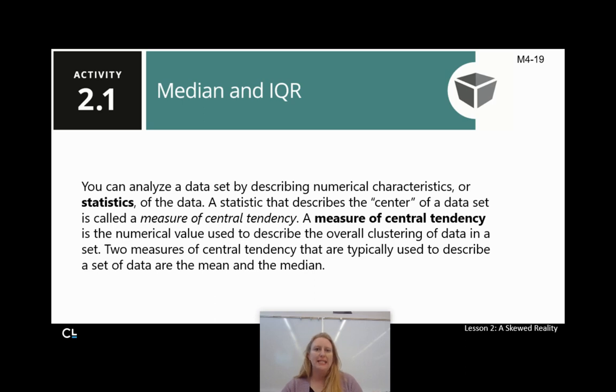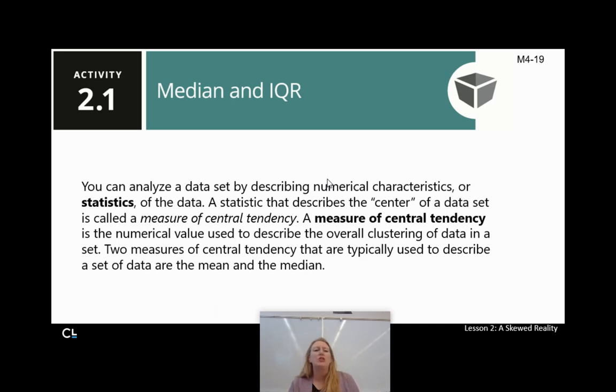You can analyze a data set by describing numerical characteristics or statistics of the data. We call those statistics. A statistic that describes the center of data, if the characteristic I'm looking for is what's the center of my data set, we call it a measure of central tendency. A measure of central tendency is a numerical value used to describe the overall clustering of data in a set. Like, where is our data clustering?